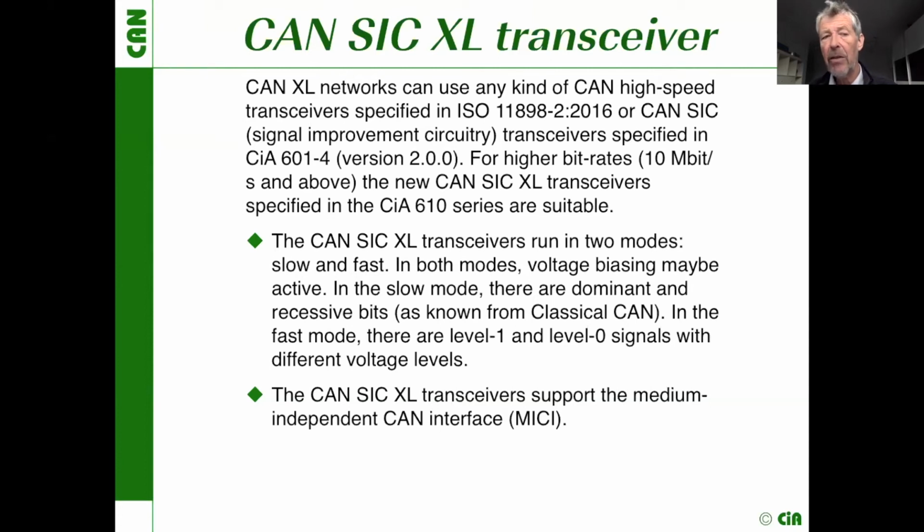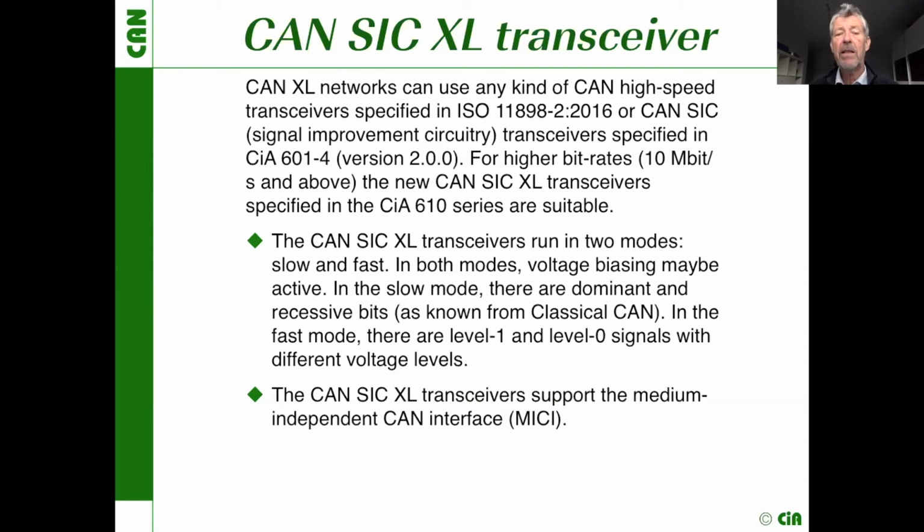CAN SIC transceivers are those which have a signal improvement circuitry inside, and they are specified in CiA 601-4, and they support bit rates up to 8 megabit per second in bus line topologies and maybe in star topologies with a lower bit rate. For higher bit rates, 10 megabit per second and above, as I mentioned, you need the new CAN SIC XL transceivers, and they will be specified in this CiA 610 series.